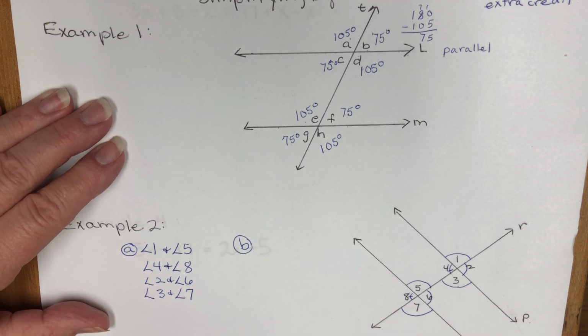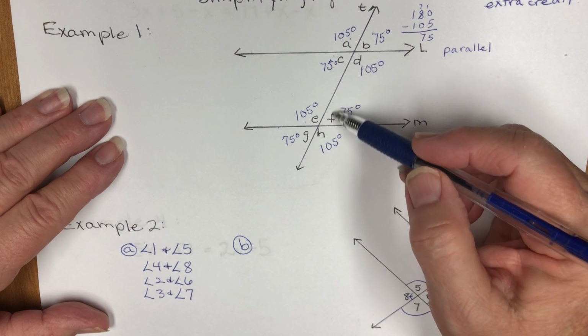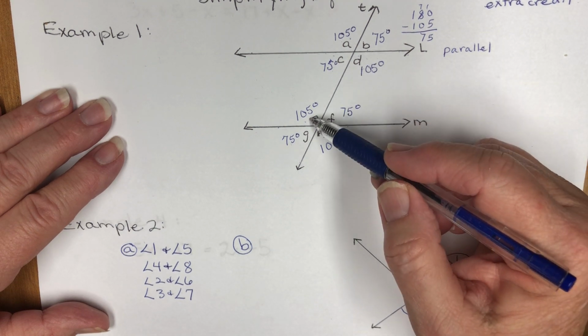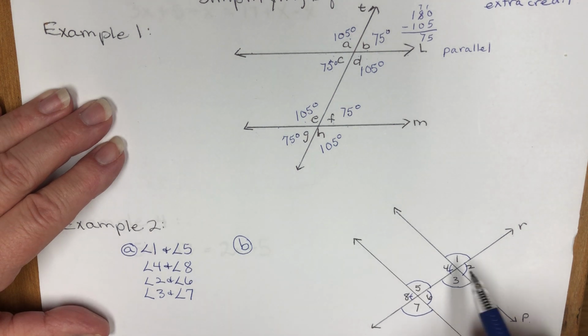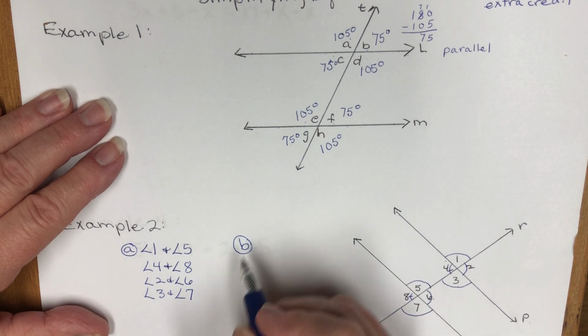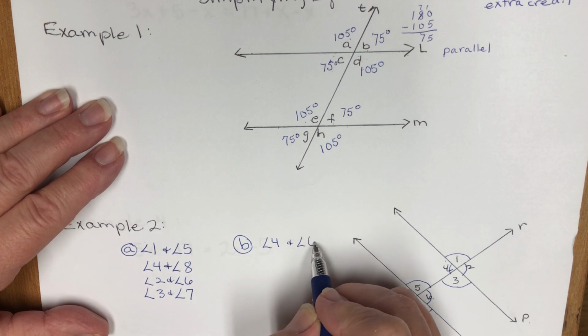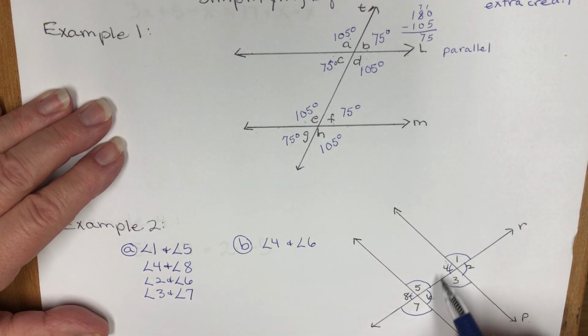Letter B, name 2 pairs of alternate interior angles. Okay, we did alternate interior angles up here. So C and F and D and E. So we're going to have the same thing here. It's just labeled differently. Alternate interior angles 4 and 6. So angle 4 and angle 6 are alternate interiors.